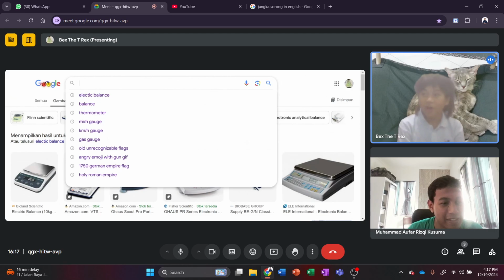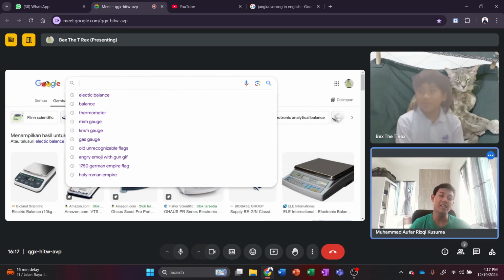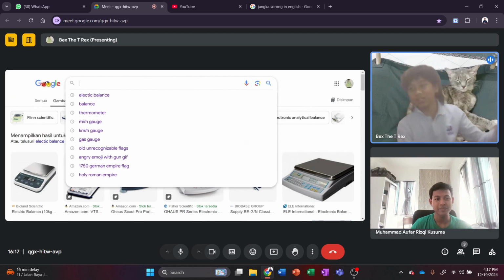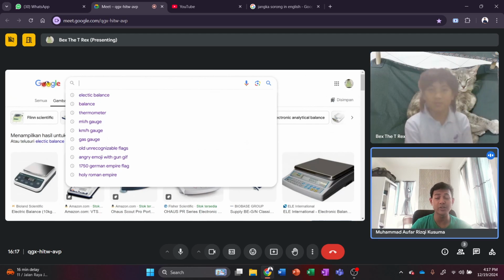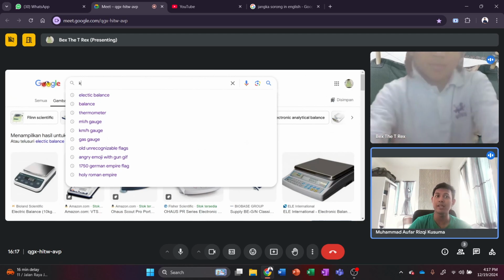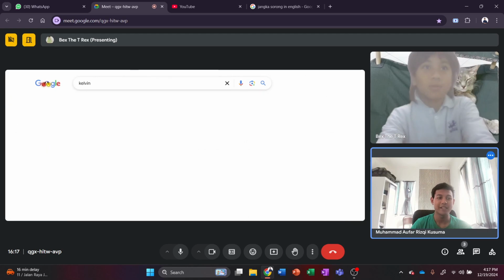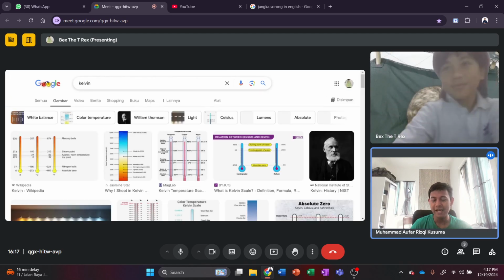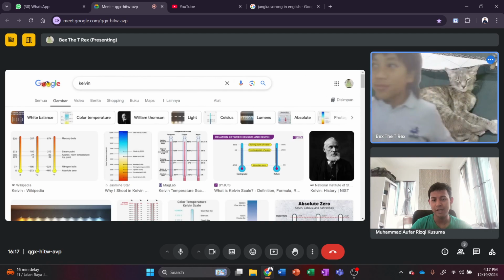It's extremely hot. Well, it depends. It's used for extreme heat, like for example the sun, yeah, Kelvin. Because it's too hot that we cannot measure it in Celsius. It would be exaggerating.